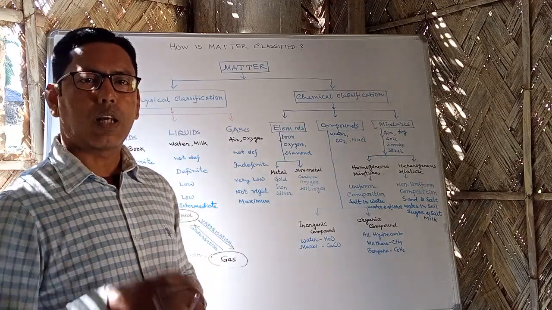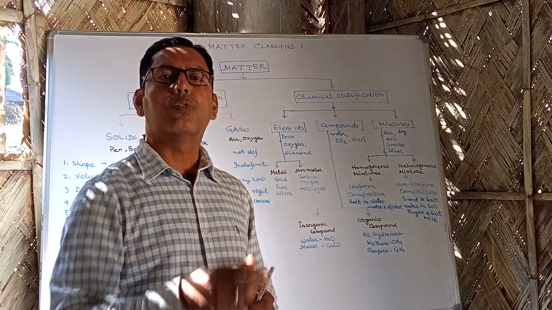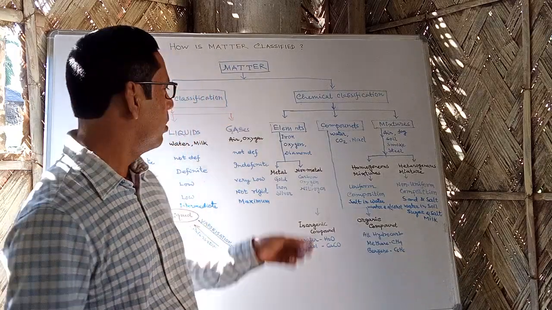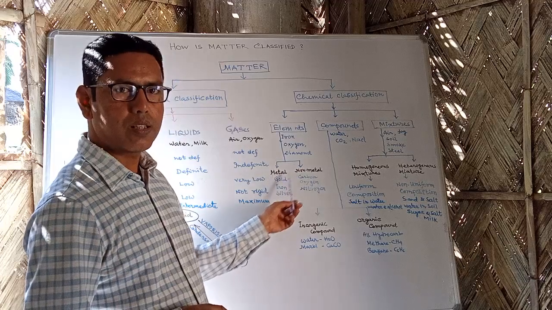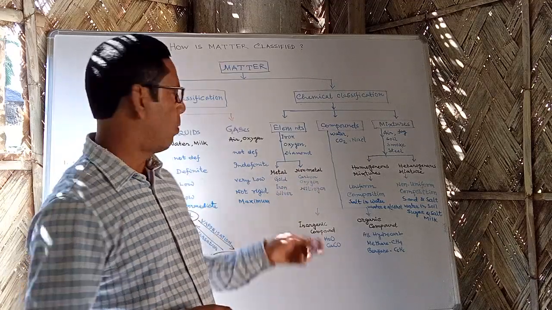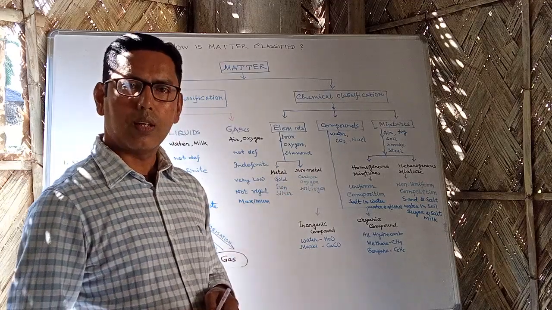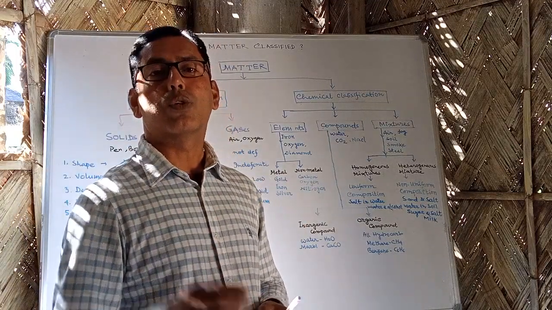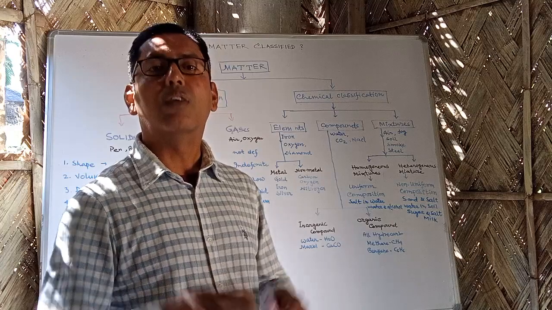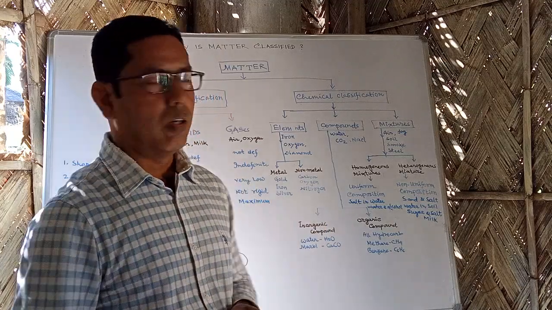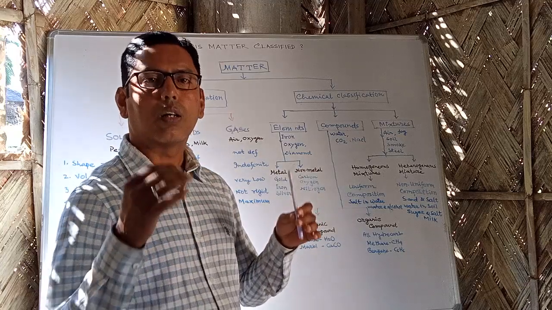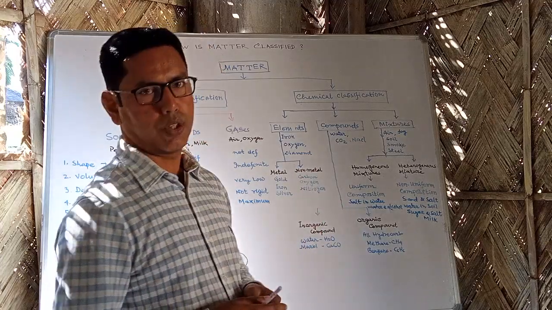Elements are classified into two categories. What are the two types of elements? The metals and non-metals. What are metals? Metals are those substances which are ductile and malleable. These are metals, and those which are not ductile and not malleable are non-metals.